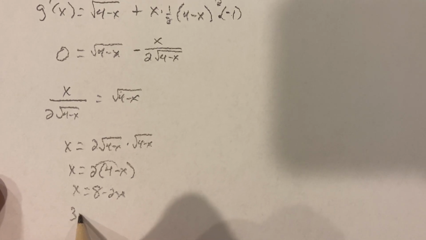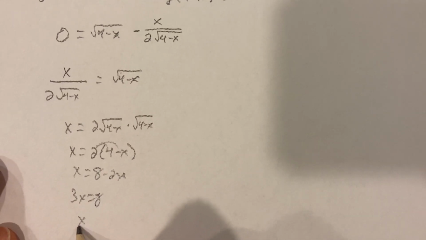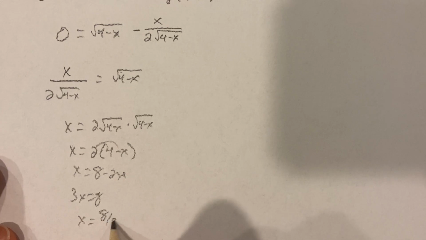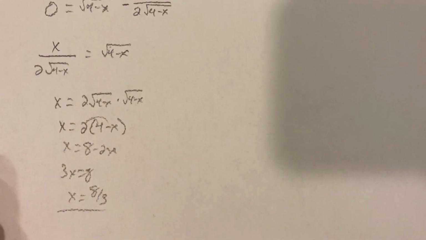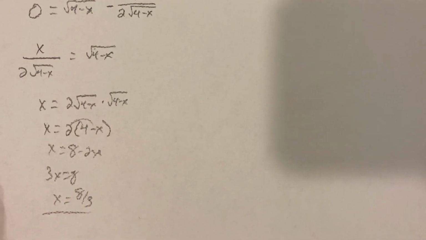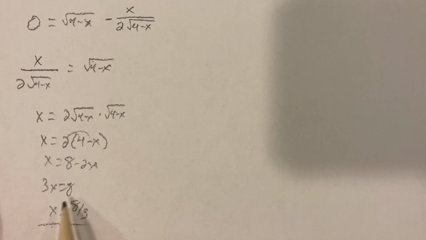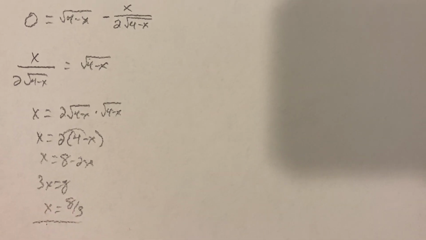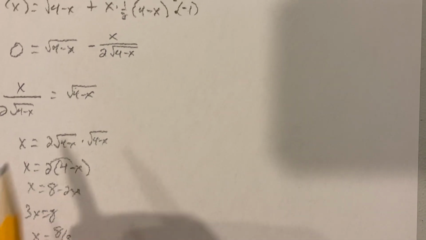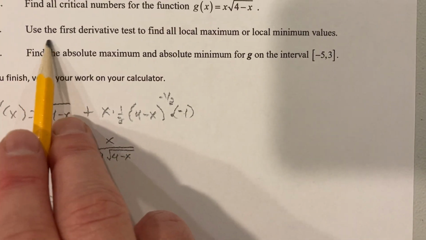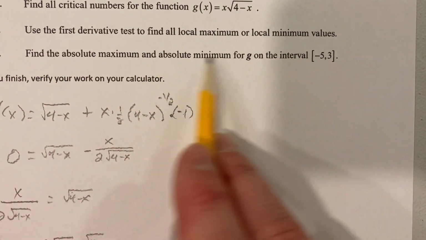Add that over. Divide by 3, and we get x equal to 8/3. That's our critical point. All right. So that's our answer to part A. We don't know anything about it, whether it means anything or not, but we'll do that for part A. So for part B, it says use the first derivative test to find local max and minimum.